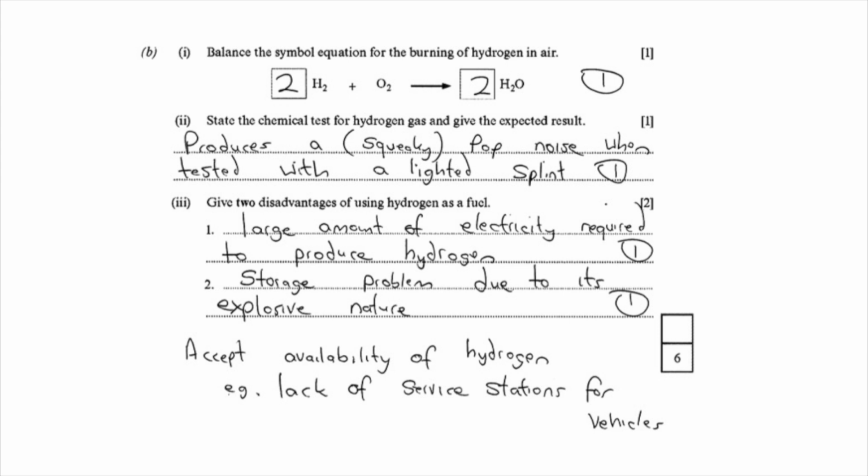Then it says state the chemical test for hydrogen and give the expected result. Well, you put a lighted splint near the gas and it goes pop. You actually get a squeaky pop, but you didn't need to say squeaky. There's 1 mark for that.